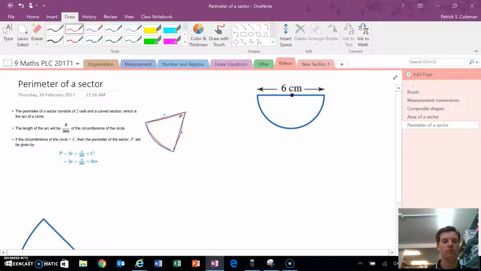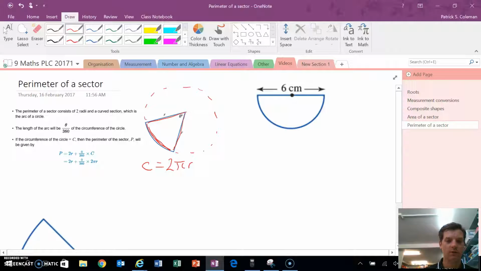So we've spoken before about being able to find the perimeter or circumference of a circle, and the circumference is found by using the formula 2 pi r. Now that works for the whole circumference, so if we had this as a circle, that would give us all of the circle. But we don't want the whole circle, we just want this part.